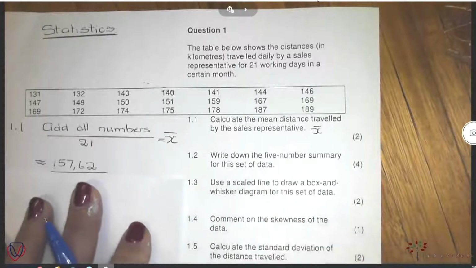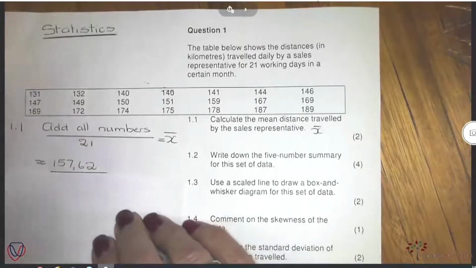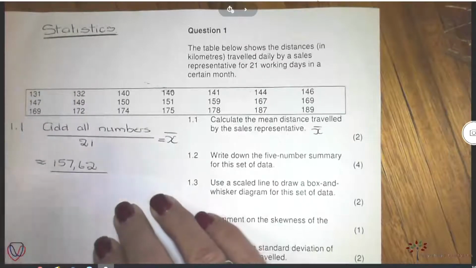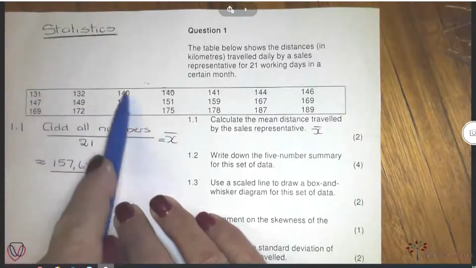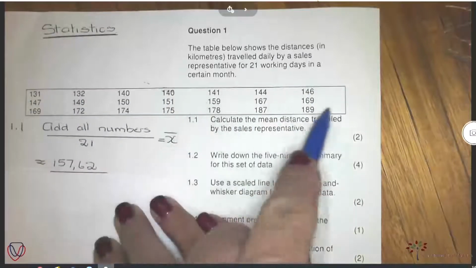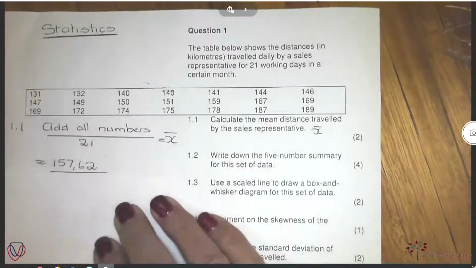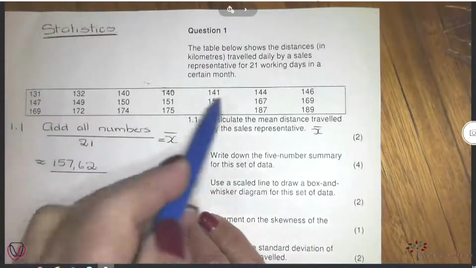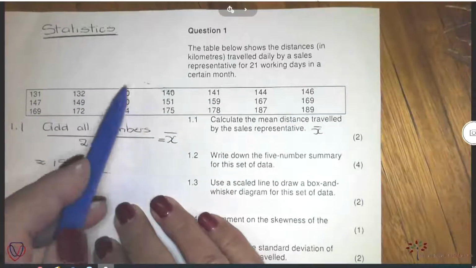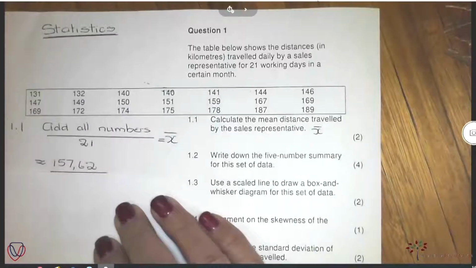1.2, write down the 5-number summary for this set of data. Now, people, you know what? At first I thought the data goes like that, but then I realized that the data goes horizontally. So please, if you have data like that, take it horizontally. That's 1, 2, 3, 4, 5, 6, up to 21.